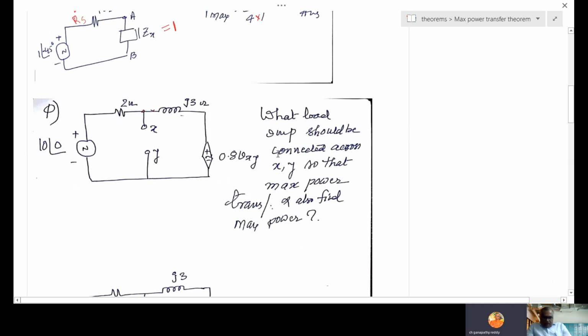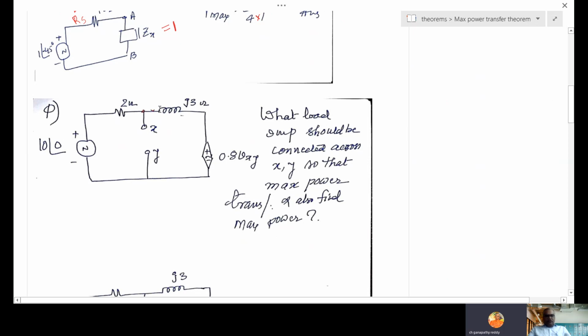Now this is another question. What load impedance should be connected across X and Y so that maximum power is transferred to the load? Also find the maximum power. The load is connected between X and Y, and this is one independent source. This is one dependent source, 0.8 VXY.